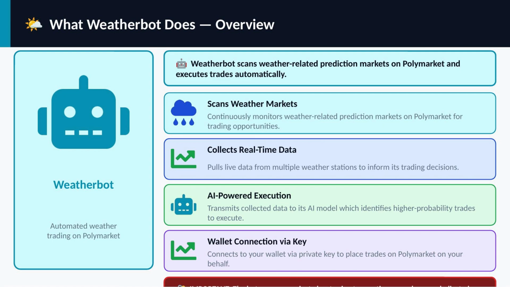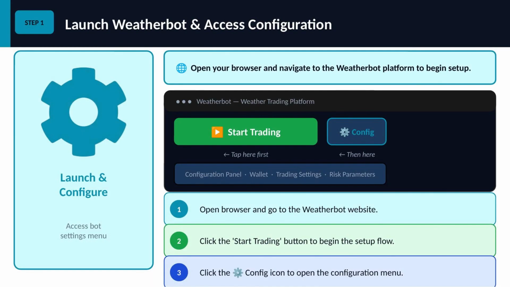Step 1. Launch Weatherbot and access configuration. Open your browser and navigate to Weatherbot. Click the Start Trading button to begin setting up automated weather trades. Click the config icon to access the configuration menu where wallet and trading settings are adjusted.